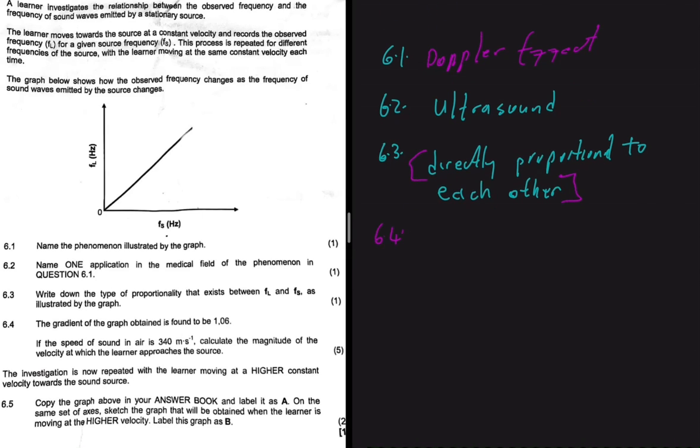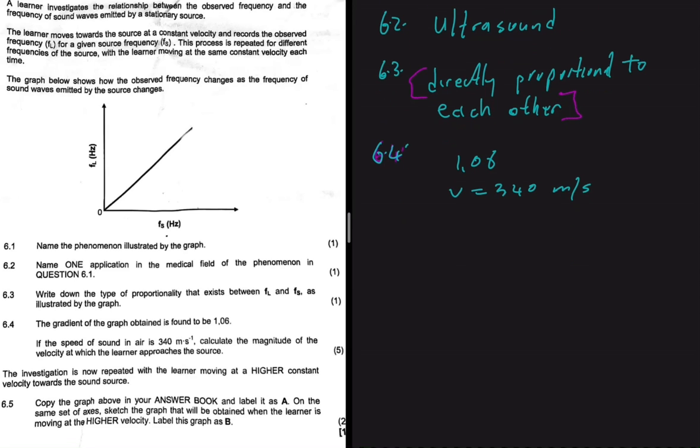6.4. So 6.4 is saying that the gradient of the graph obtained is found to be 1.06, right? If the speed of sound in air is, so we have v of sound in air is 340 meters per second. Calculate the magnitude of the velocity at which the learner approaches the source. So we're given the gradient of the graph, right? And so what we're gonna do here, we're gonna look for the equation of the graph so that we can know what the gradient is and find a way to solve our problem, right?